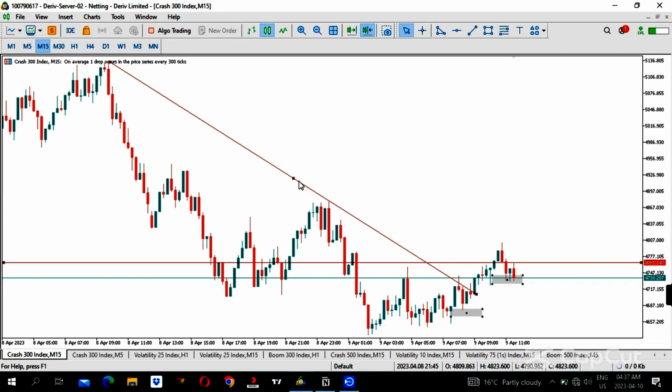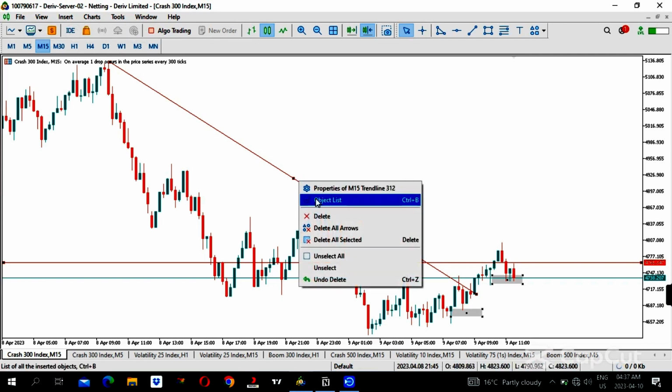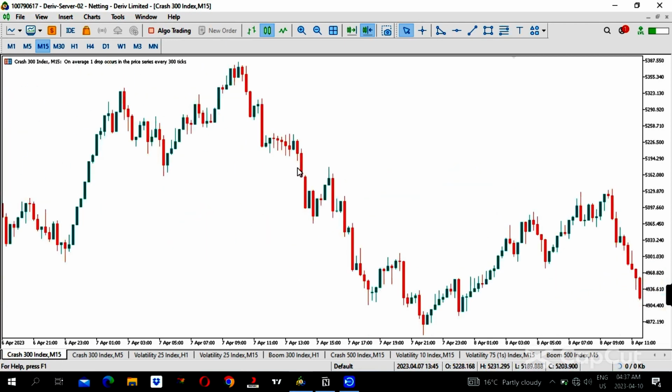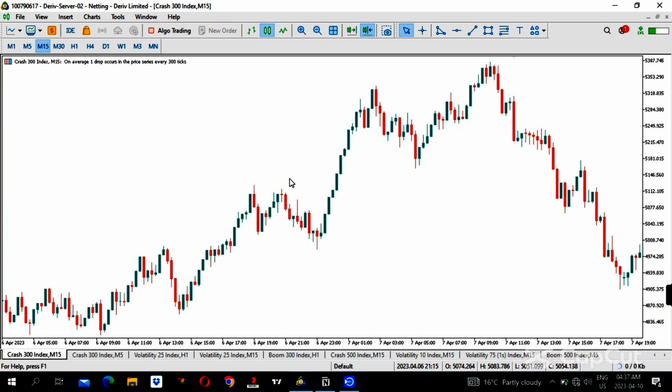So I'm just going to go over in general what support and resistance is. Support is when you're supporting something, you're lifting it up. Resistance is pushing it downwards. That's so that you get the general idea of what support and resistance is.